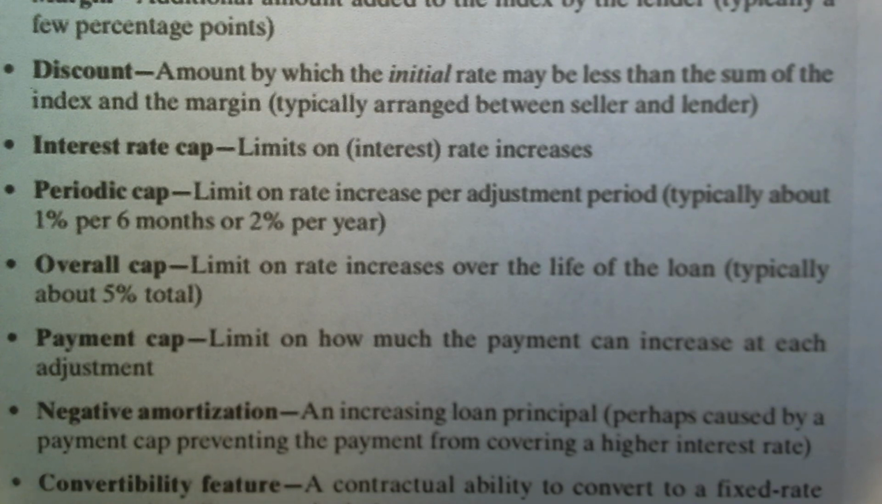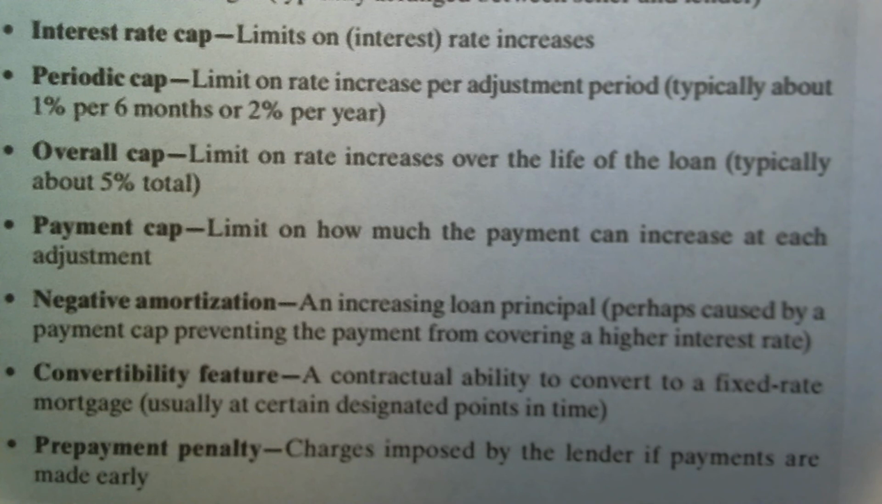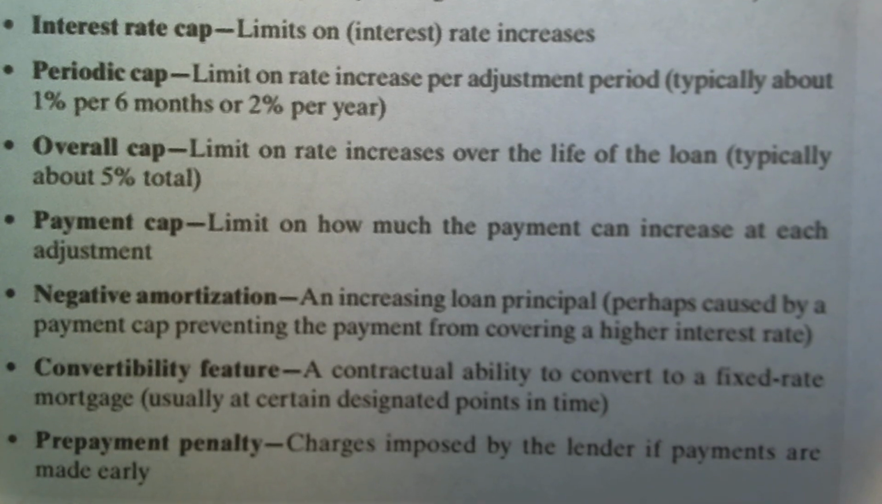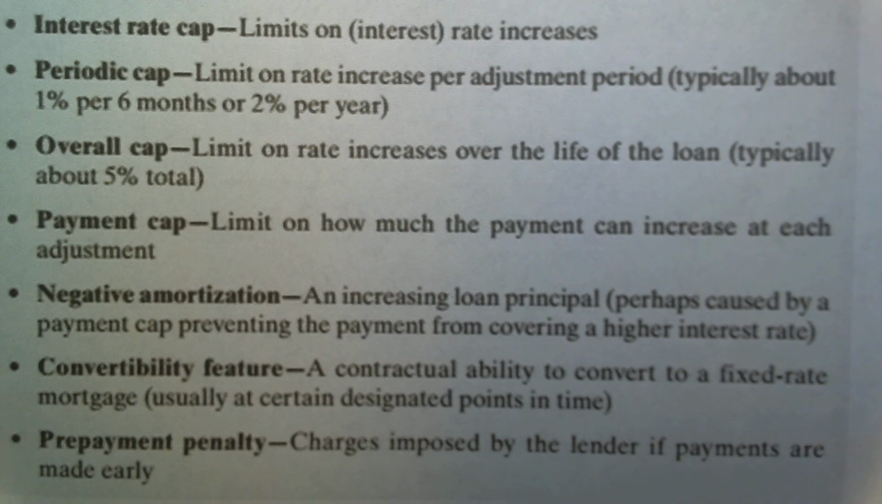And then convertibility features. It's a contractual ability to convert to a fixed rate mortgage. Sometimes that's designed ahead of time when this can happen. And so a lot of things to consider. There's quite often a prepayment penalty, and that's a charge that's imposed by the lender if the payments are made early. So there are a lot of things to consider, and again, adjustable rate mortgages may look very attractive, and again, there may be instances where that might be a good idea.